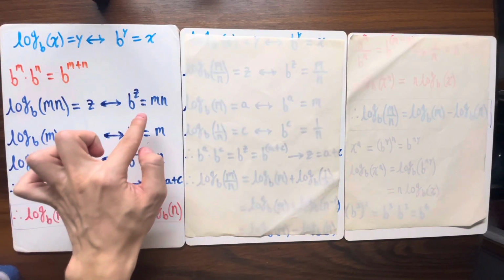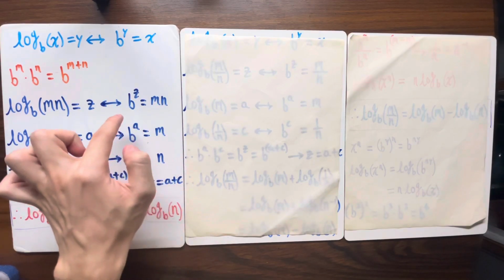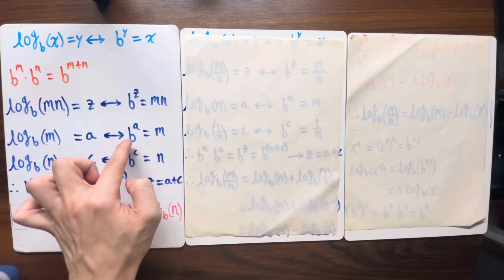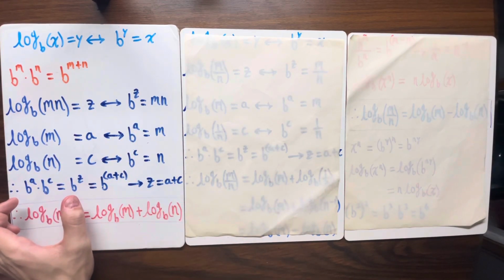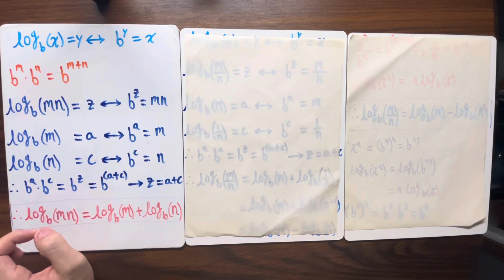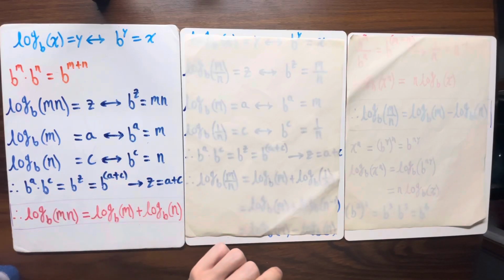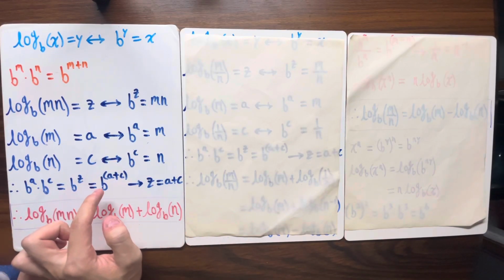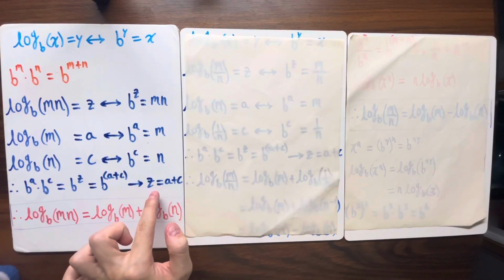So we can say that m times n, well, that's just m times n. So in other words, b to the z is equal to b to the a times b to the c, as written here. But what is b to the a times b to the c? Well, we can use the power rule for exponents. So this is just going to be b to the a plus c. Well, if the bases are the same and these equations are equal, then the exponents must be the same. So z must equal a plus c.